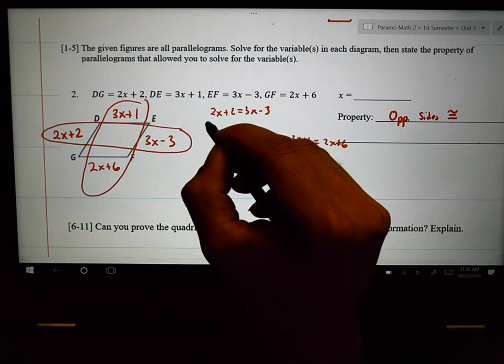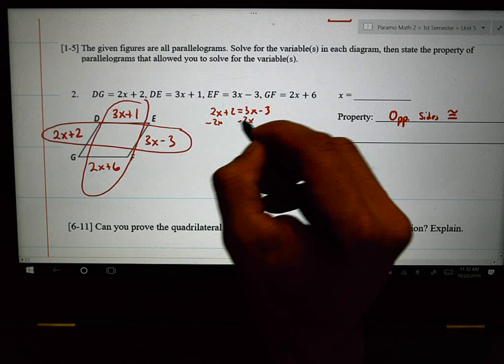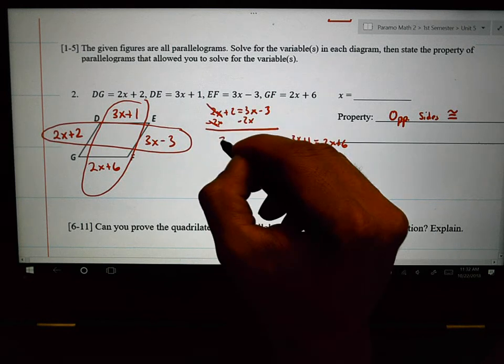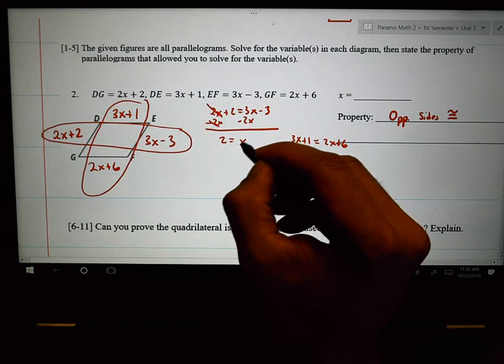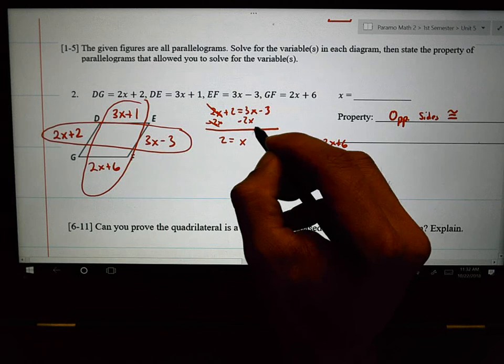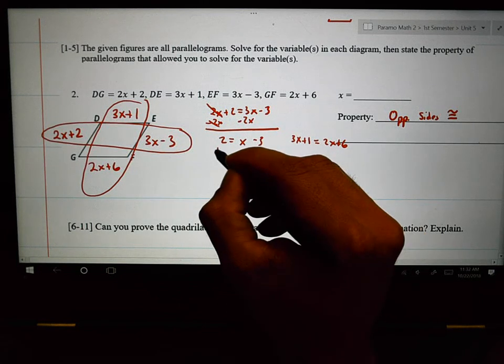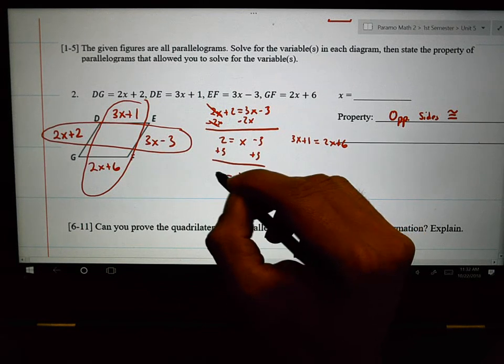All you do from here is subtract 2x and subtract 2x. So you do the same stuff that we've been doing since the very first part of this unit. 3x minus 2x is 1x minus 3. Add 3, add 3. I'm getting that x is equal to 5.